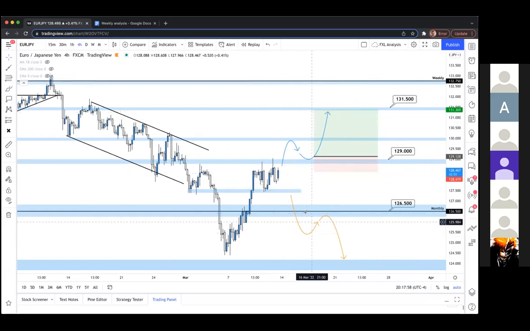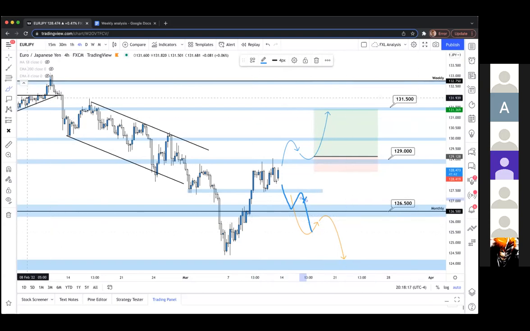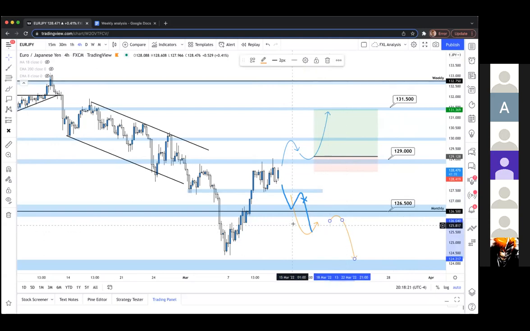Now, what has to happen for us to get back into the bearish scenario? You could catch a retest of this, but to be safe, let me show you. Could get something like this, catch a lower high here. But to be safe, you want to catch a lower high below the monthly, and then you're free to short all the way down to 124.